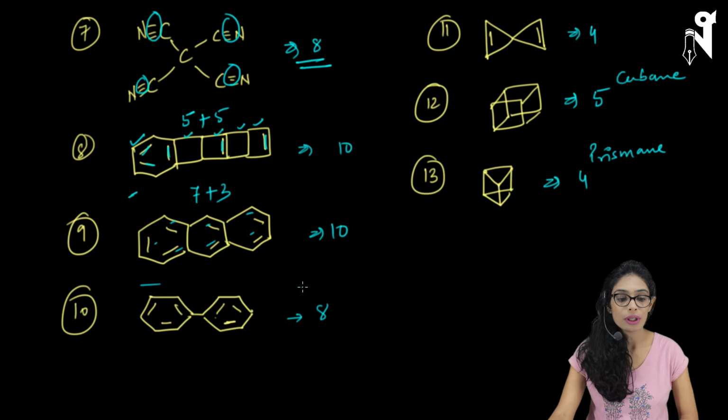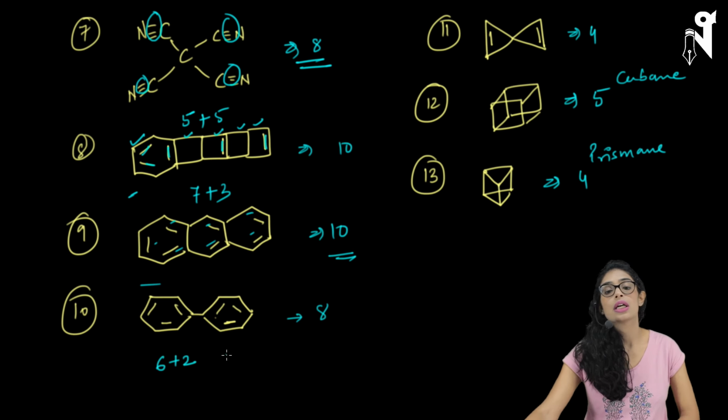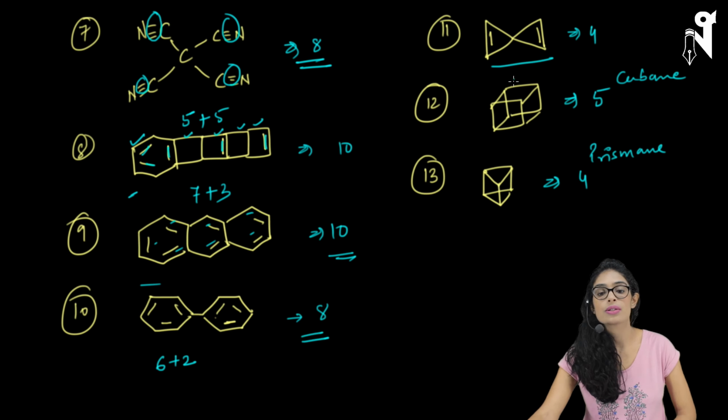Look at the next compound. Again, 6 pi bonds and 2 cyclic chains. So degree of unsaturation is 8. Look at the 11th one. We have 2 pi bonds and 2 rings. So the degree of unsaturation is 4.